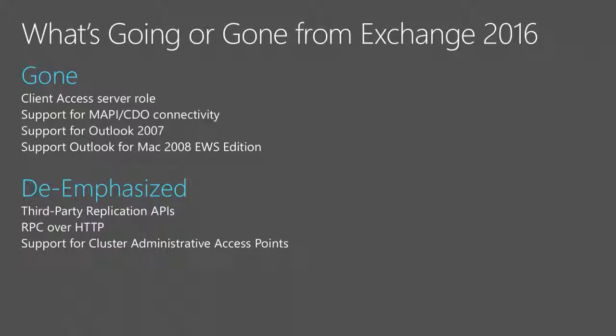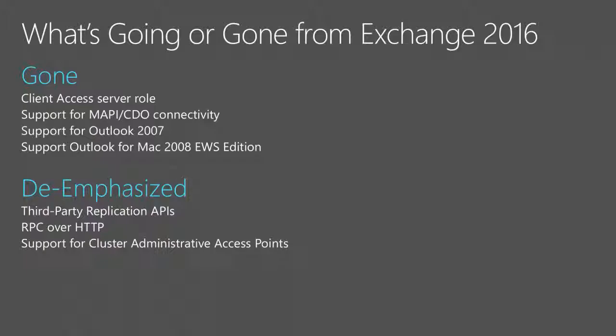Things like the third-party replication APIs. There hasn't been a single customer that I know of that have used those since we introduced them back in Exchange 2010. Not a single customer, so we're dropping those. RPC over HTTP, that is being de-emphasized in favor of MAPI over HTTP, a much more modern protocol, the stack of which is wholly owned by the Exchange team versus RPC over HTTP, which is a shared stack between Windows and Exchange.